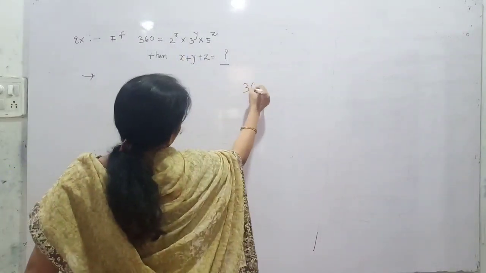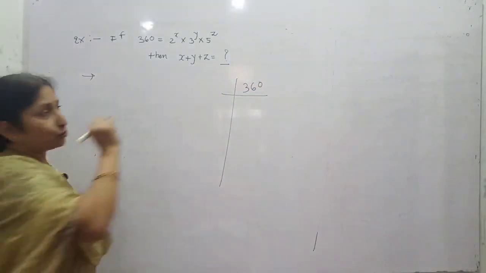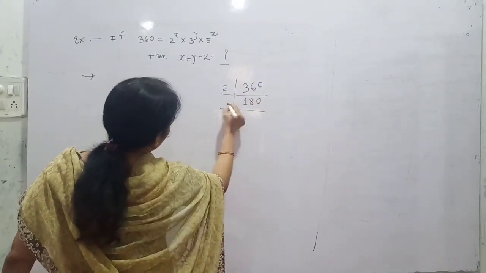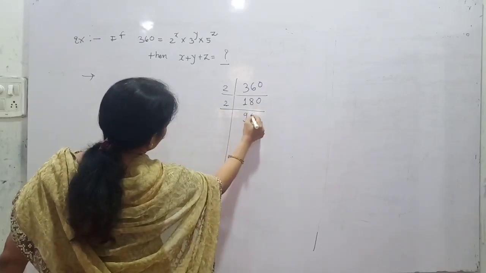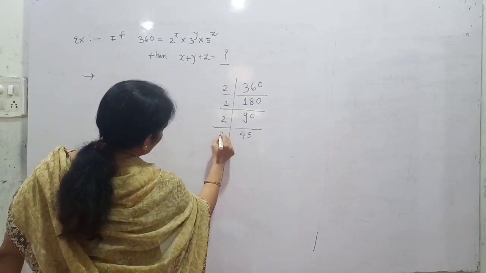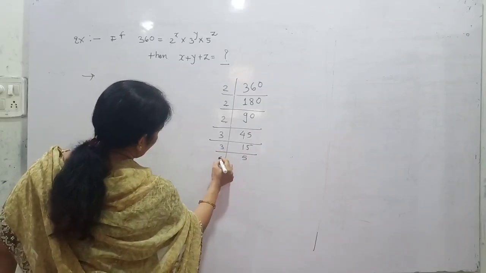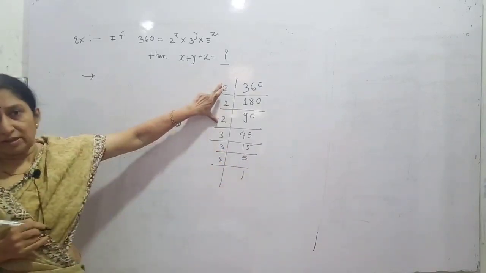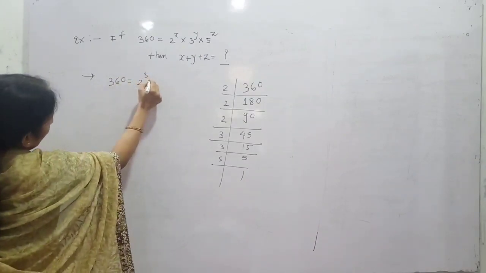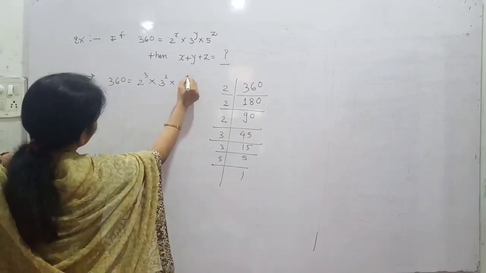Now prime factors of 360. The smallest prime number is 2. So 2 ones are 2, 2 eights are 16, 2 0. Again 2 nines are 18, 2 0. Again 2 fours are 8, 2 fives are. Now 3 15s are. Again 3 5s are, 5 ones are. Means 2 occurs 3 times, means 2 cube, so 360 is equal to 2 cube. 3 occurs 2 times, means 3 square, and 5 occurs only 1 time.